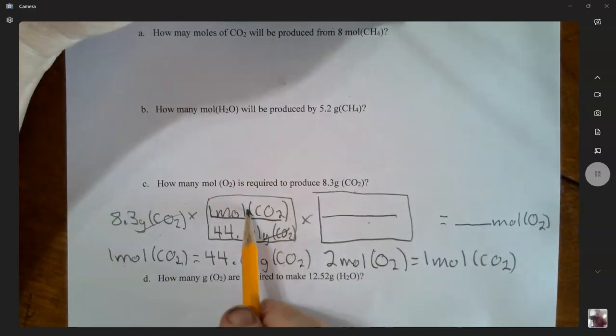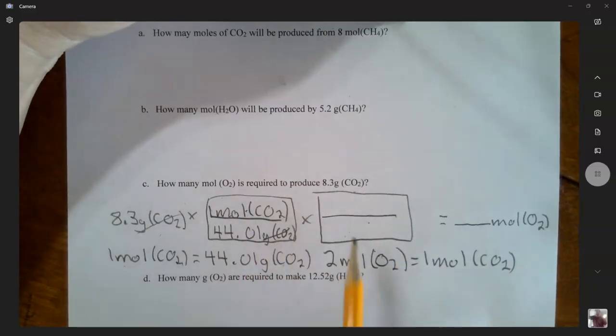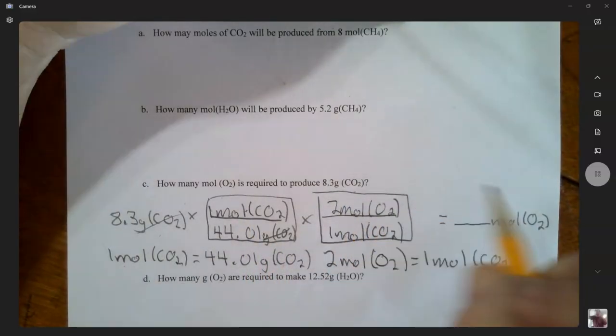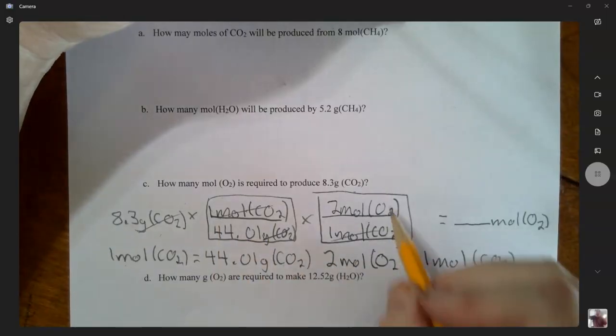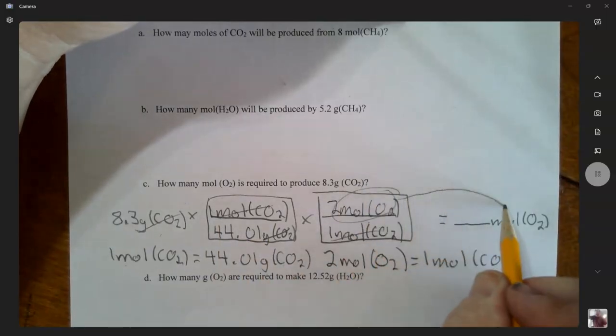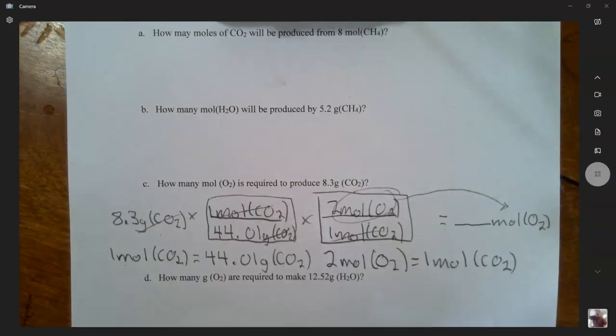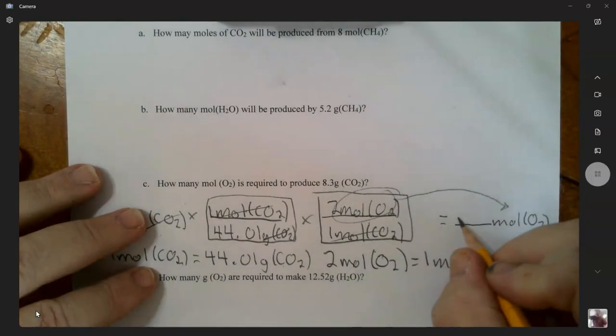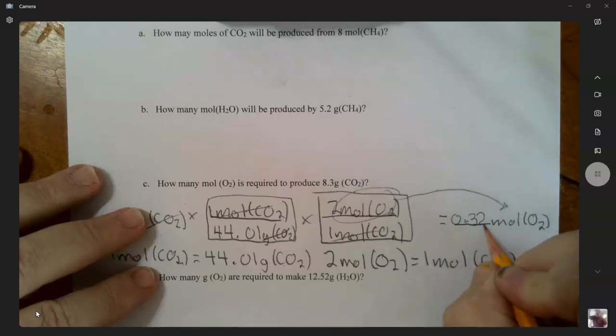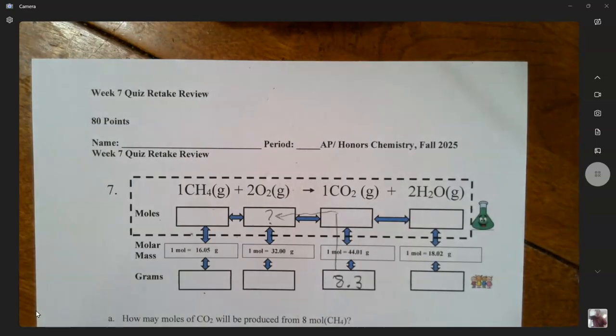And we need moles of CO2 here. We need it on the bottom here. Moles of CO2 cancels and cancels. Last man standing is moles of O2. So we multiply everything on the top, divide by everything on the bottom. And it's 0.38 moles of O2 is our final answer. And we'll come up here.